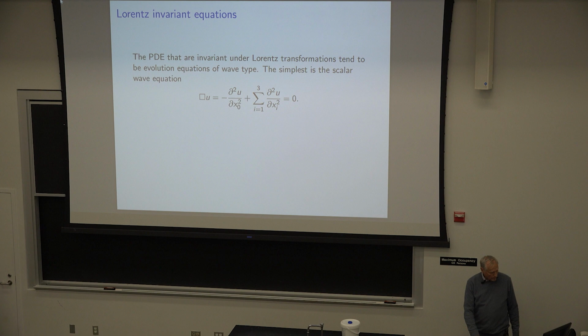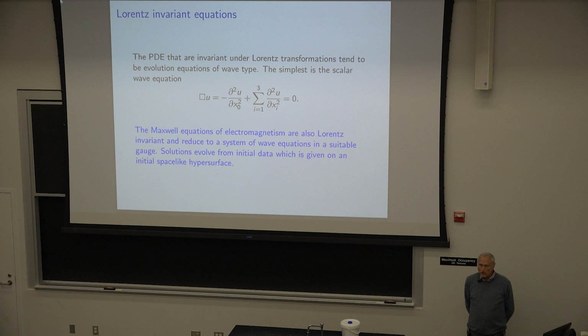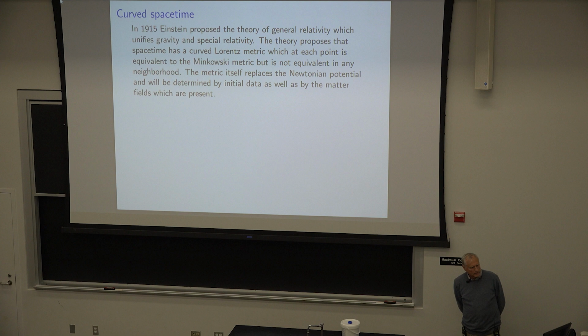Okay, and the Maxwell equations of electromagnetism, which I won't write down, are also Lorentz invariant. In fact, in a suitable gauge, they can be written as a system of wave equations. So the Maxwell equations do exhibit the Lorentz invariance required. In 1915, Einstein proposed the theory of general relativity, which unifies gravity and special relativity. The way gravity is incorporated is that the space-time itself is given a metric structure which is not flat. You should think of Minkowski space as the flat space-time in general relativity.